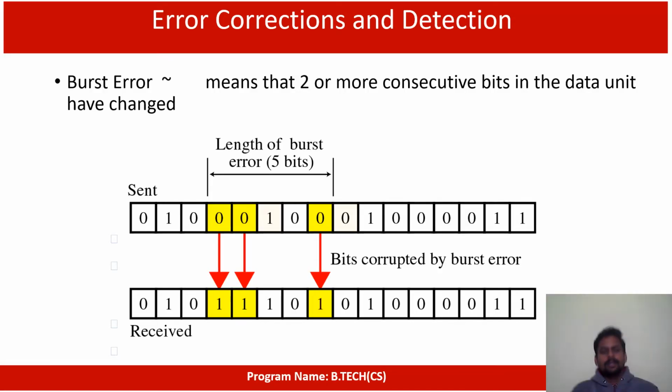Right. So as I told you, for burst error you see here they have given one definition, which means that two or more consecutive bits in the data unit have changed. Okay. So if any two bits got affected, then we can say that it is a multiple bit error. And if it is more than two, then we can say that it is a burst error. Okay. Burst means a bunch, a group. So you see this example diagram also. Nearly three bits got changed. That's why they are telling it is a burst error.